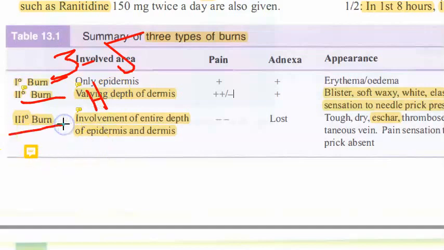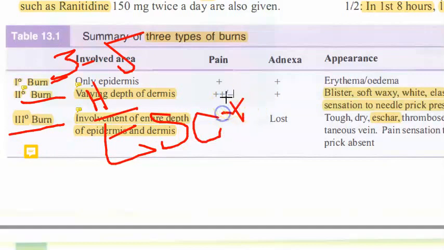In third degree, what will happen? Eschar, that black colored thing, will develop. And it will take weeks of healing. The eschar will separate. They will need some split skin graft, these people.